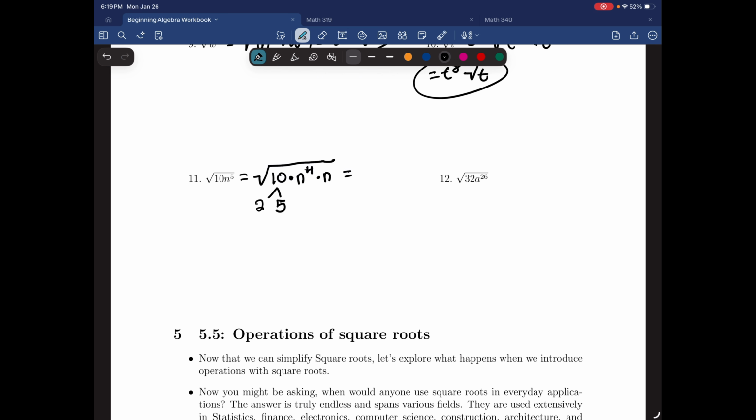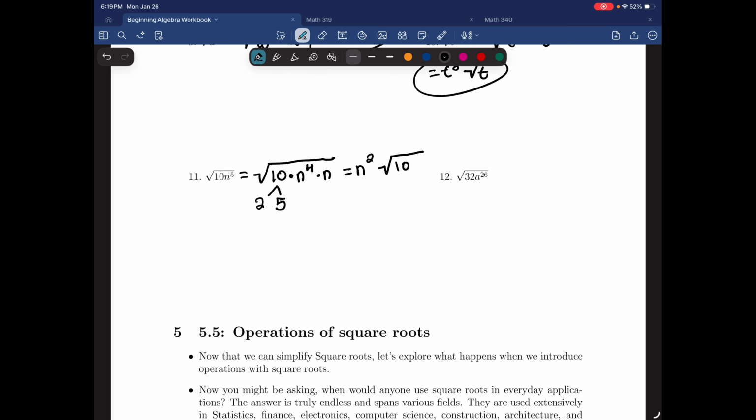Looking at n to the 4th power, because it's an even power, I can pull apart 2 squares from it. So we're going to get n squared out in front. And then n squared is going to be multiplied by the square root of 10, because I can't simplify that anymore. And then we're going to carry along that n. And that's your final answer.